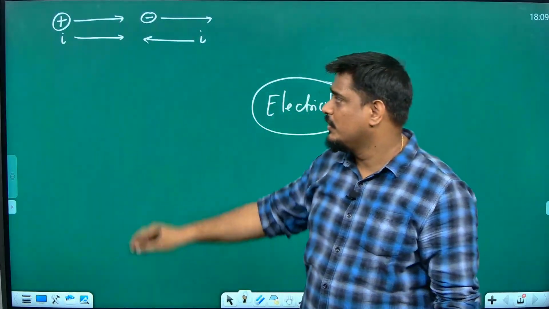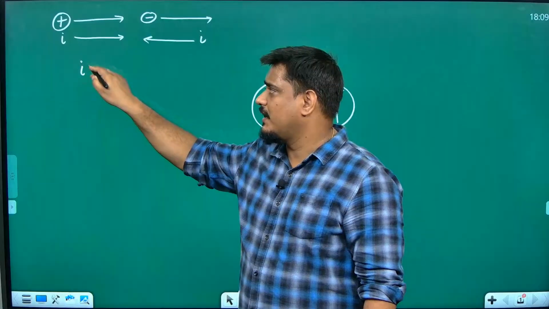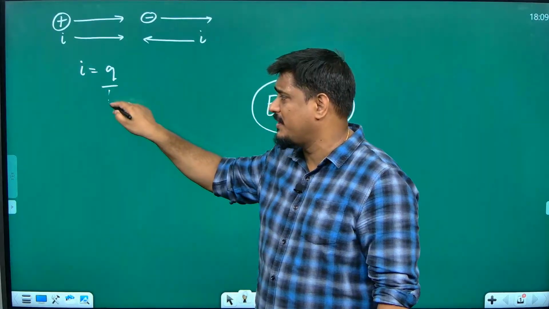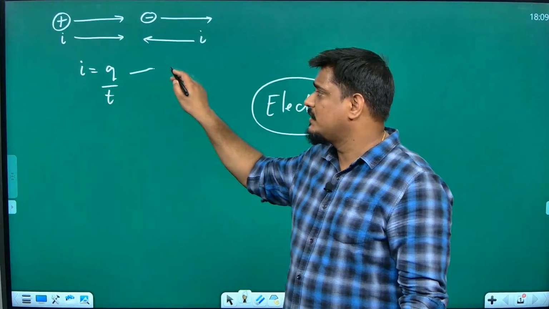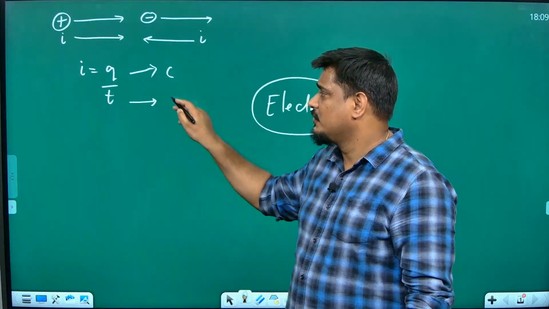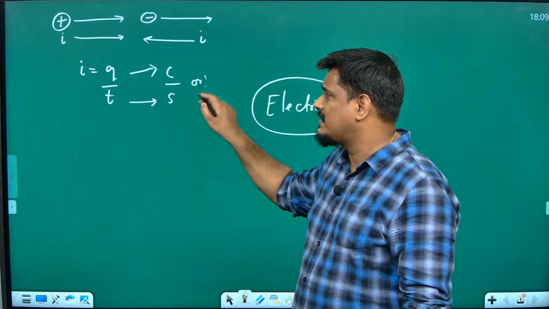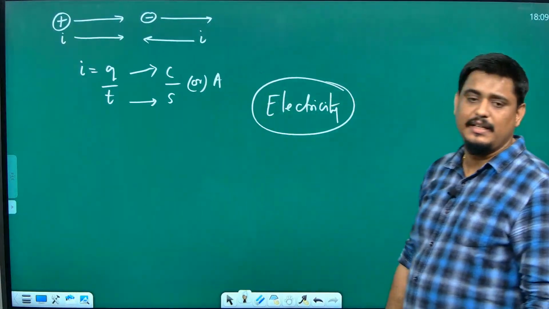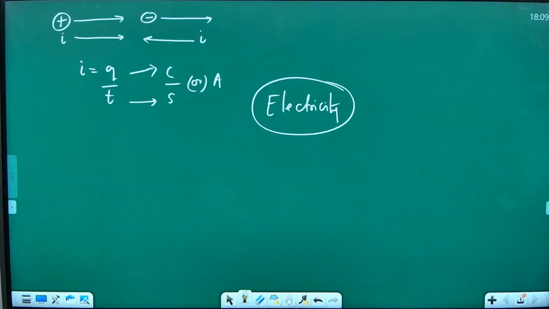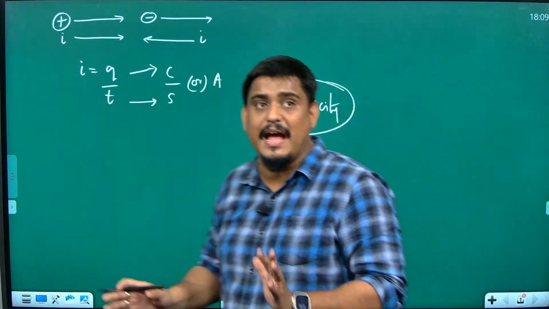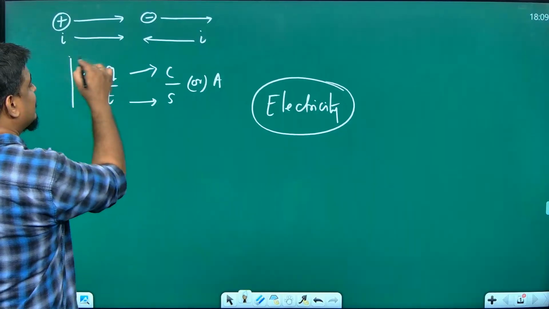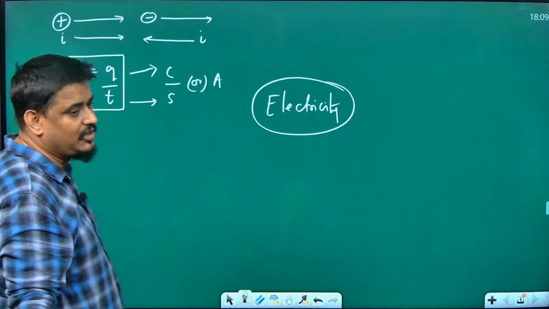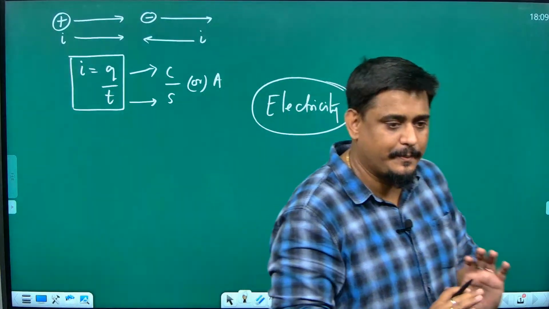Then I taught you mathematically what current is. Current is charge per unit time. Charge is in coulombs, time is in seconds. So, coulomb per second is also called amperes. That is the SI unit of current. Current is measured in amperes. And what is the definition of current? Current is defined as the rate of flow of charges, or charge per unit time.